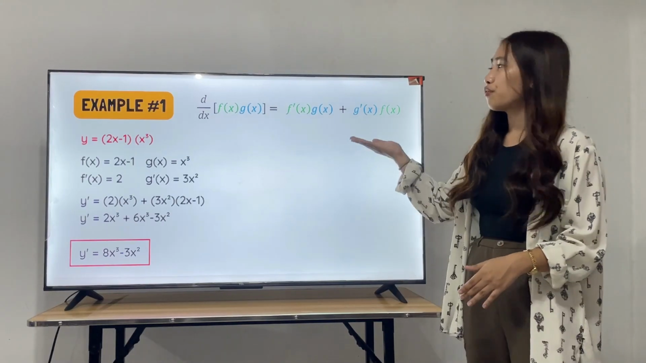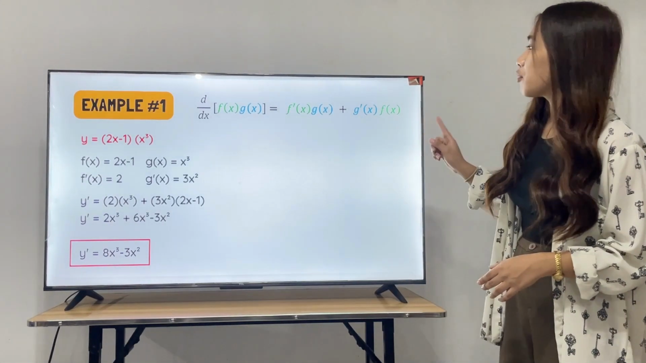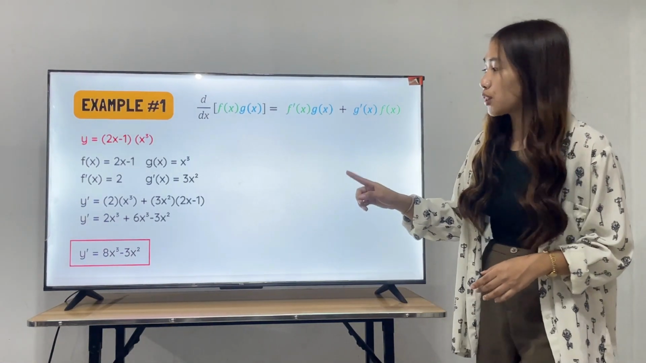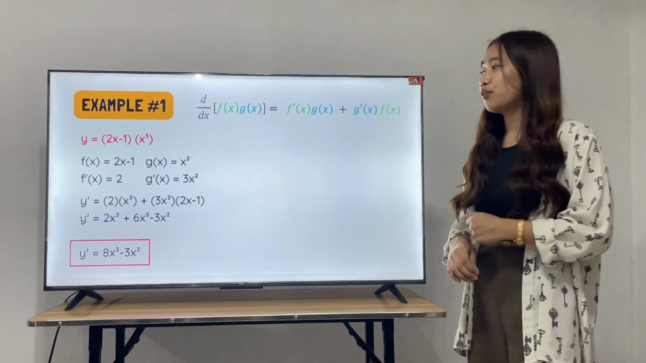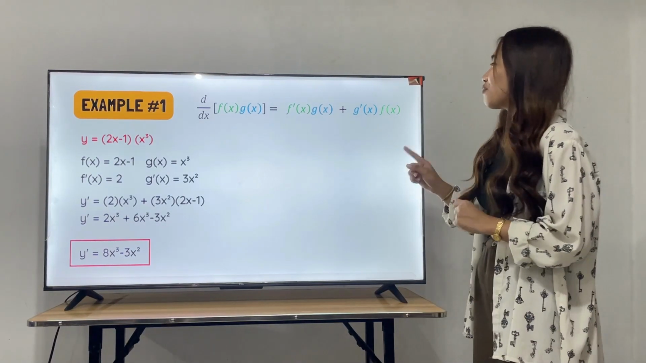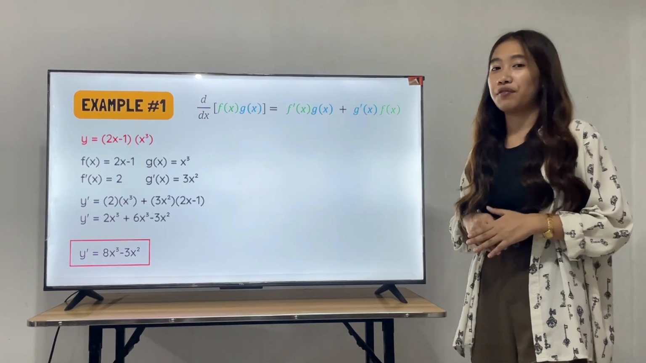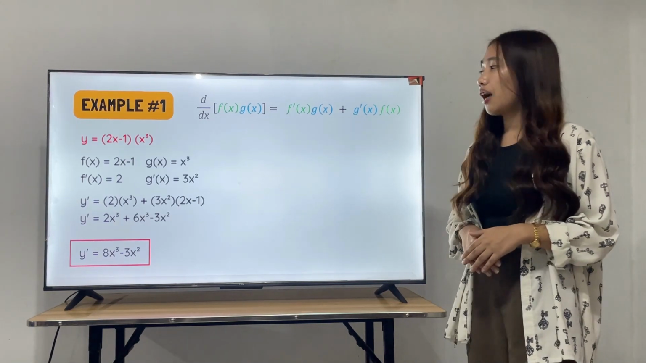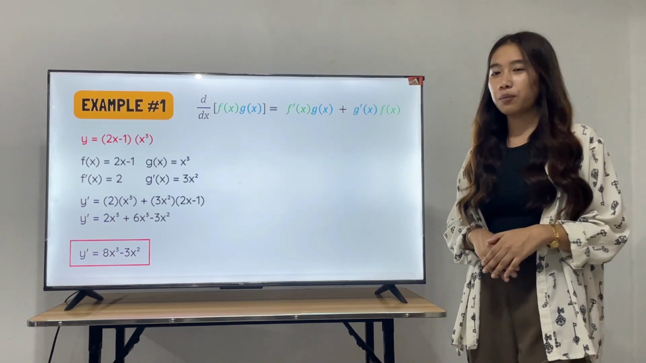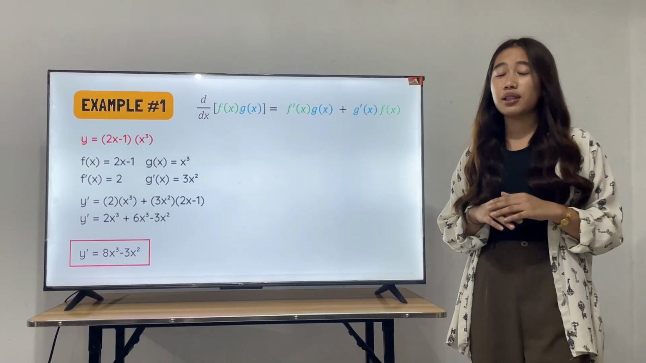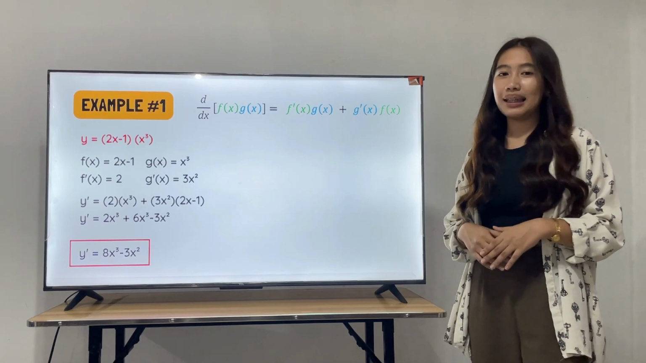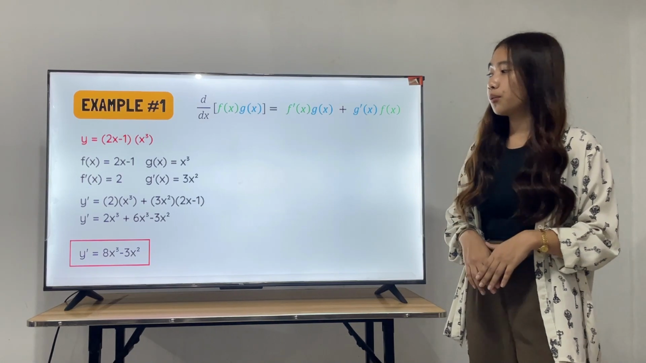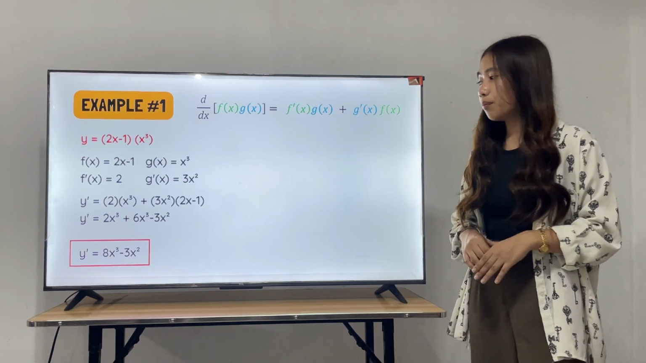Moving forward, by following the formula above, f prime of x is multiplied with the original g of x. So we get f prime of x, which is equal to 2, times g of x, which is x cubed. Next, we multiply g prime of x, which is 3x squared, times the original f of x, which is 2x minus 1. Our last step is to simplify and combine like terms. As we can see on our screen, 2x cubed can be added to 6x cubed, so it is equal to 8x cubed minus 3x squared.